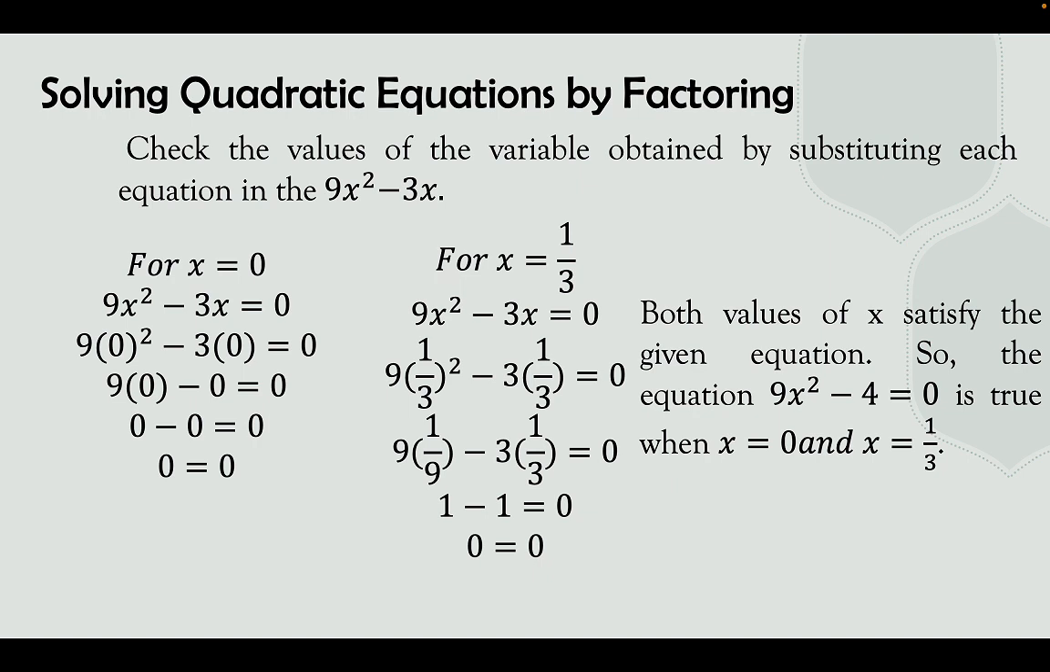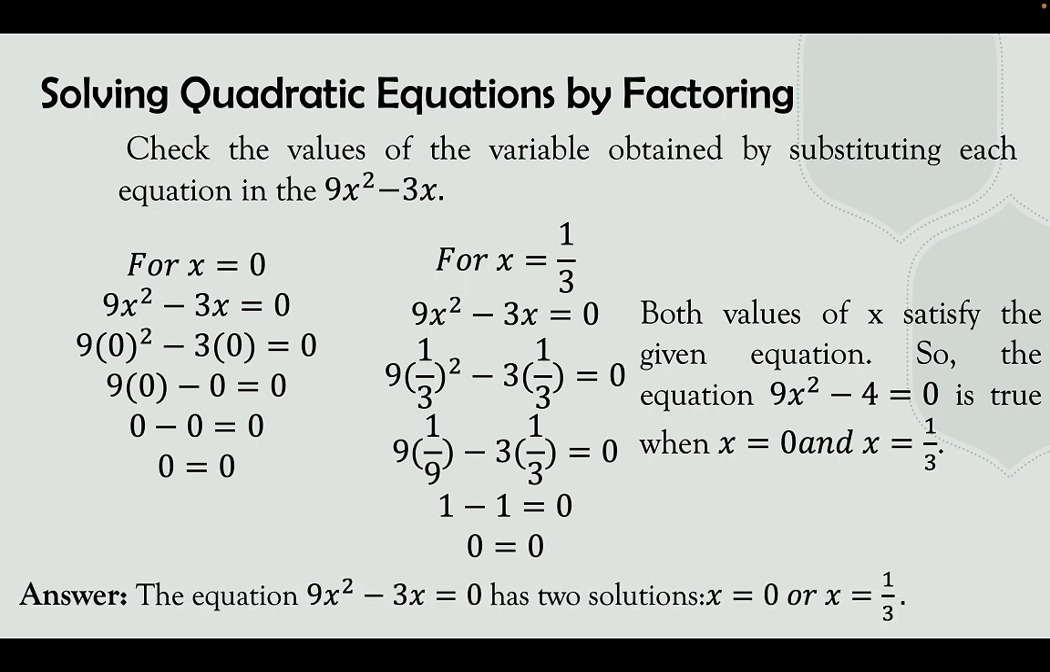So the equation 9x squared minus 3x equals 0 is true when x is equal to 0 and x is equal to 1/3. And this equation has two solutions, that is x equals 0 or x equals 1/3.